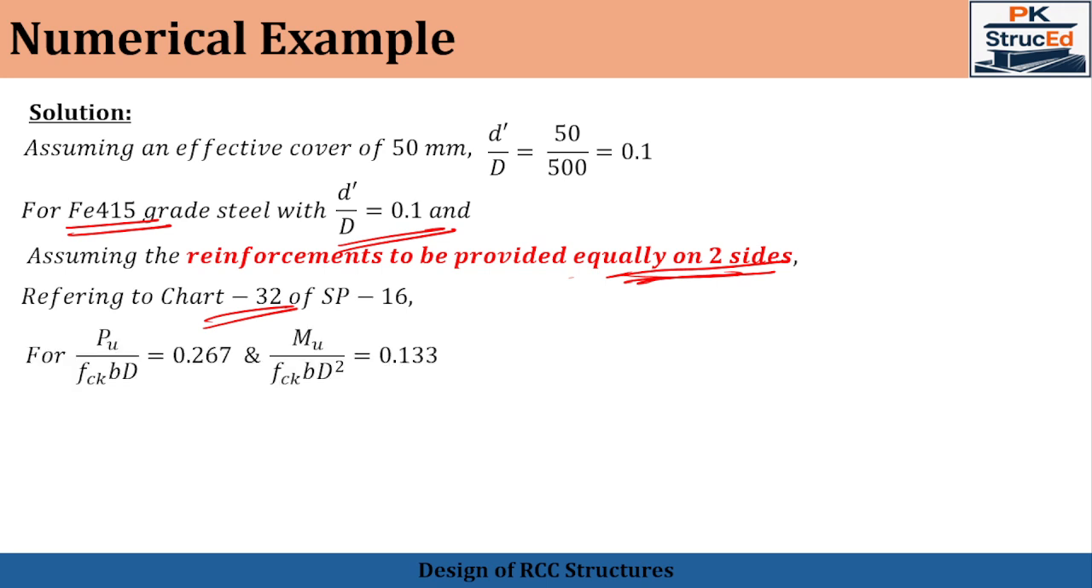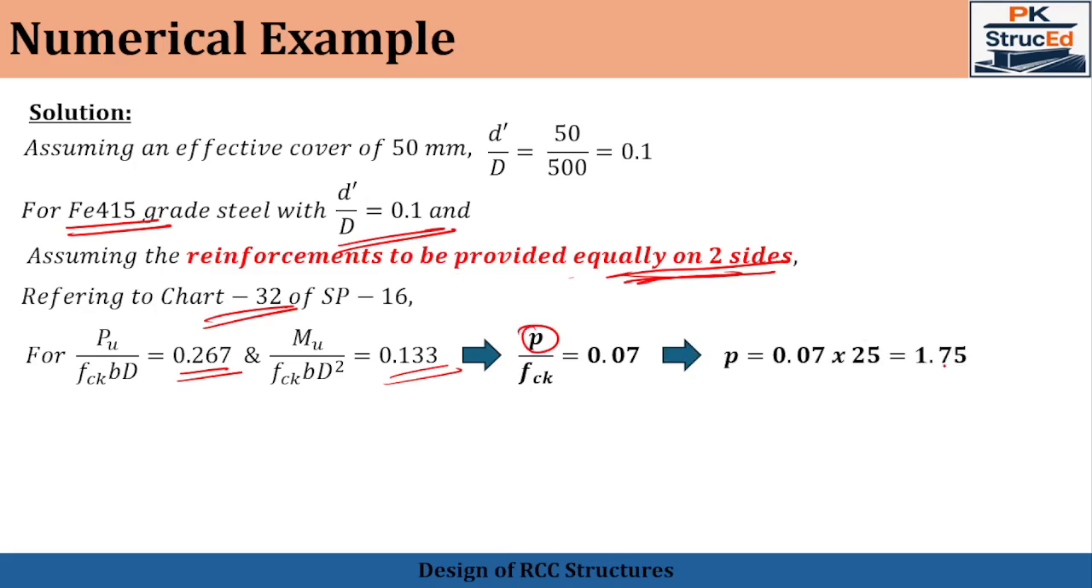Now, with this chart, for the same Pu by fck bD and Mu by fck bD square, we'll get the same sort of nature of graph. Get the value on the y-axis and this one on the x-axis. The 2 points intersect at one point. Get the curve which is near to that intersection point. That will give the p by fck value. In this case, we found the p by fck value of 0.07, from which the p value has been calculated as 1.75. And again, this value is greater than 0.8% and less than 6%, the minimum and the maximum percentage of steel requirement for a column.